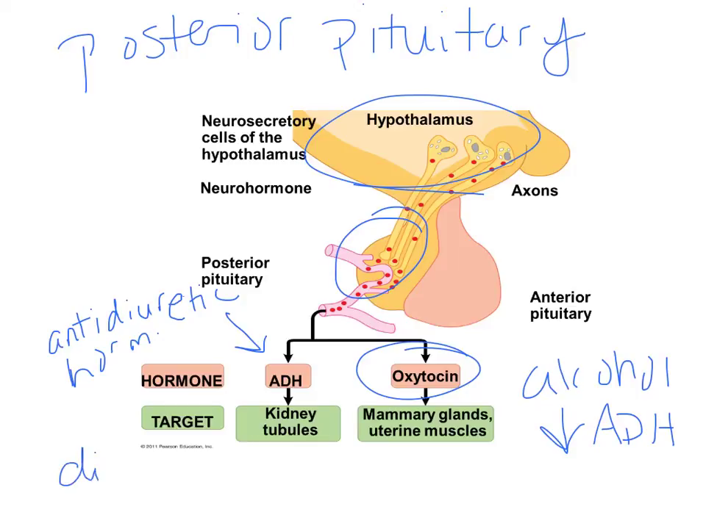There's a form of diabetes called diabetes insipidus. Usually we associate diabetes with blood sugar levels, but with diabetes insipidus your body is not producing enough ADH. So you're urinating constantly and not necessarily retaining enough water.